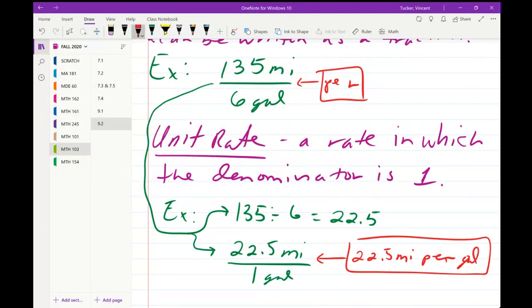All right. So a unit rate is a rate in which the denominator is one. So if we were to take that 135 miles over 6 gallons, or 135 miles per 6 gallons from the first example, go ahead and divide that. 135 divided by 6 is 22.5. So that would be 22.5 miles for every 1 gallon, or 22.5 miles per gallon. So once you divide that out and make that denominator 1, it is actually considered a unit rate.